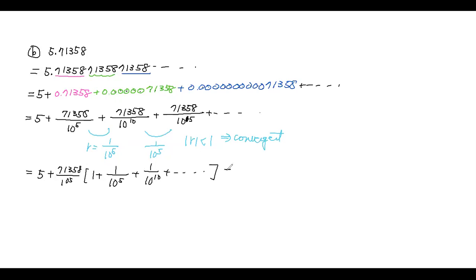So then this is a 5 plus, then use the geometric series. So this is 71358 over 10 to the what? 5th power, right? And then you have 1 minus 1 over 10 to the 5th power here.